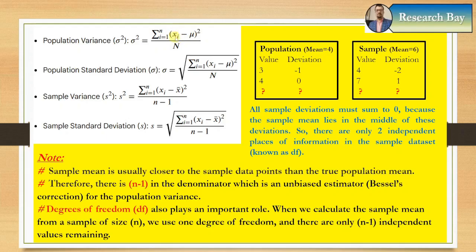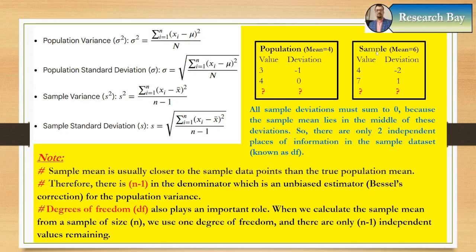So the score or the value minus the population mean. So 3 is the score and 4 is the population mean. So I just simply subtract it, I get minus 1. Here I get 0. So what could be the third value? It could be any value. It could be any value out of the population.